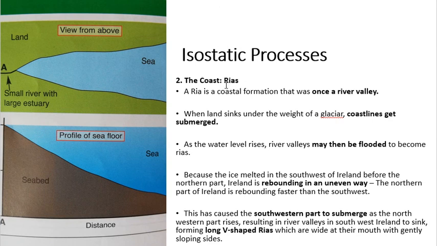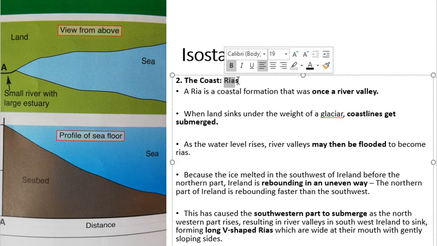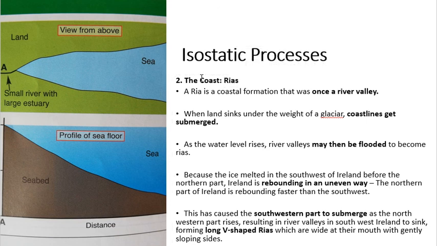Okay, the second thing that was formed on the coast as a result of isostatic processes, there are things called rias. Okay? R-I-A-S, rias. Very, very straightforward, guys. So a ria is a coastal formation that was once a river valley. So a ria is basically something that used to be a V-shaped river valley.